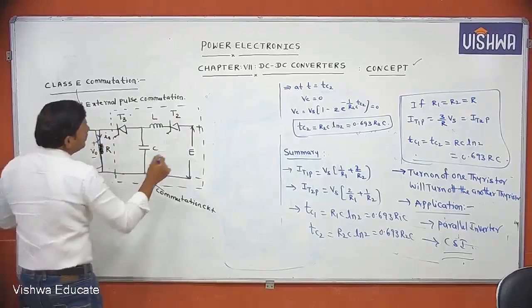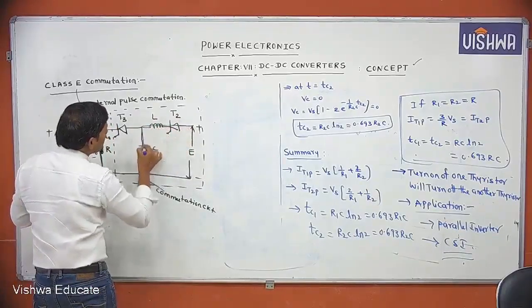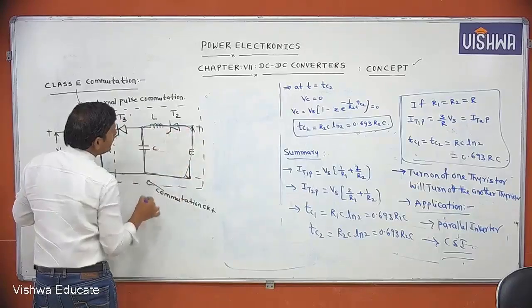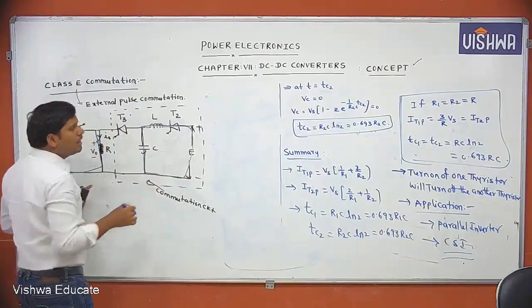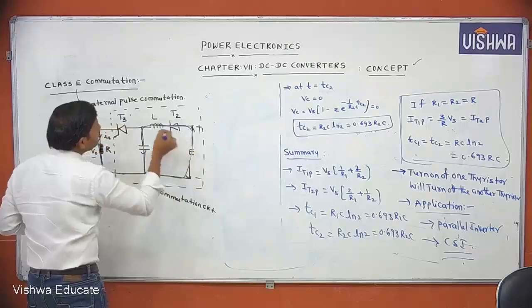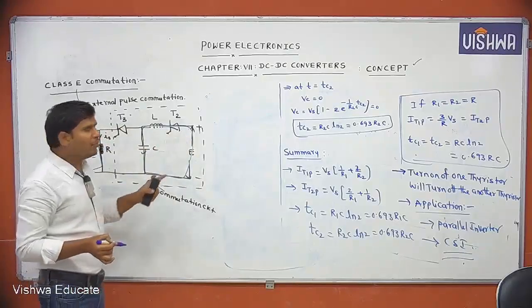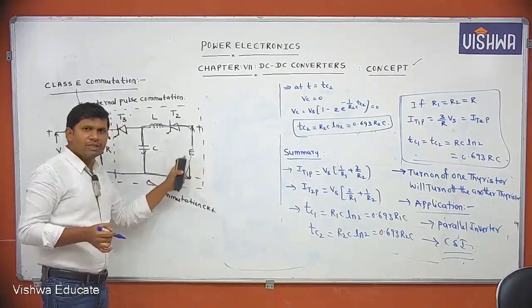Now, whenever T2 is triggered, it is conducting in this circuit. T2 is conducting through which circuit? The LC circuit. What is the supply voltage we are giving? E is the supply voltage.